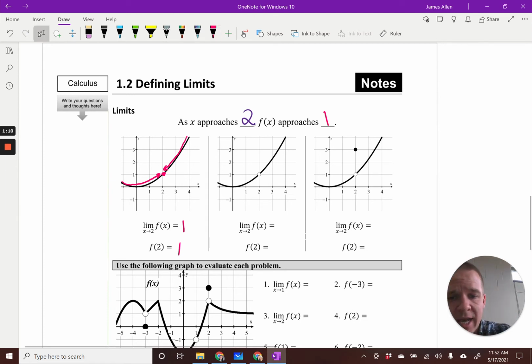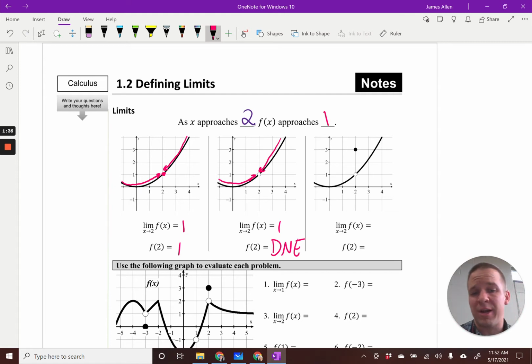The limit, once again, as x approaches 2. Coming from both sides, that graph is approaching 1, right? As x approaches 2, f of x is approaching 1. Now, what's f of 2? Well, there's a hole there, and there's no other point, so that does not exist. So even though the function cannot be evaluated at 2, the limit as x approaches 2 is still 1. It's approaching the same thing from both sides.